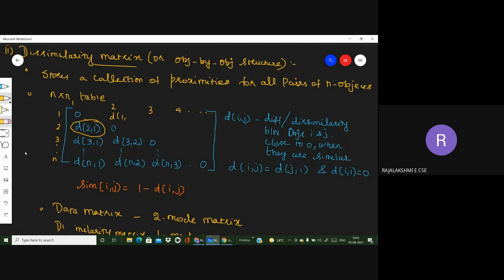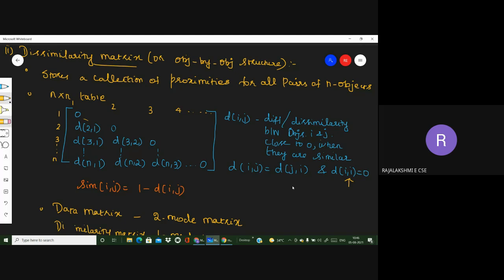Okay, and the same thing I have represented here. D of i comma j is the difference or the dissimilarity between the objects i and j. It is very close to 0 when they are similar. Okay, when they are so similar, they'll be close to 0. So d of ij is actually equal to d of ji. Therefore, I am not representing this upper triangle. And d of i comma i is equal to 0 because the same data, if it is compared, then it will become 0.